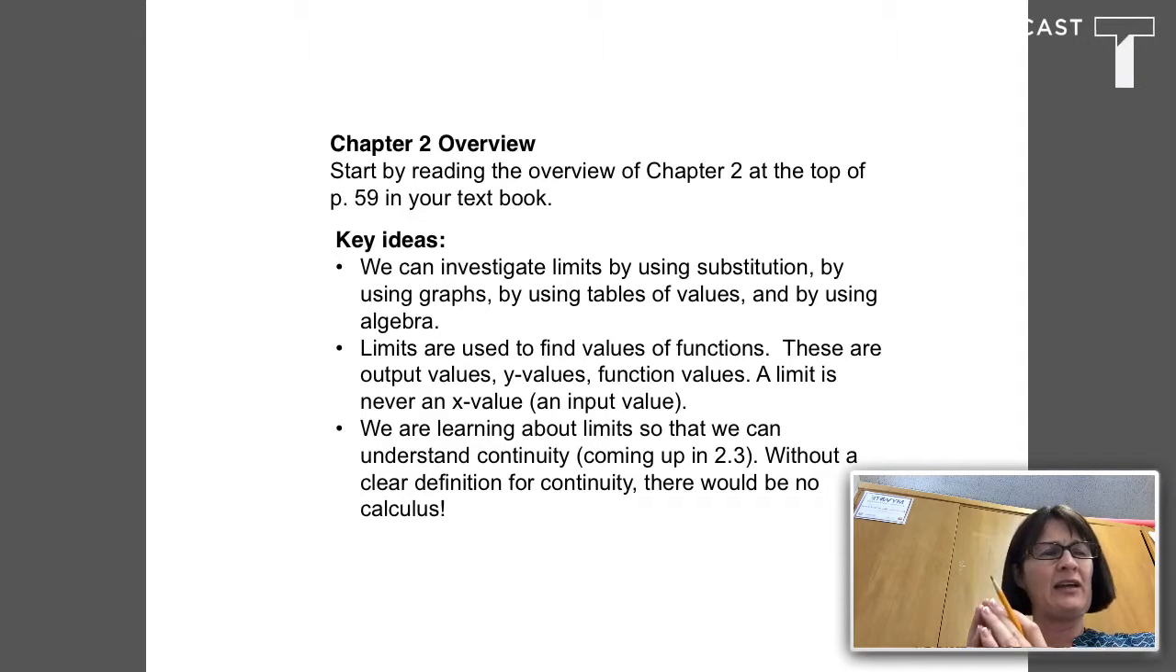So a key idea that sometimes trips students up, so I want to be really certain that you get a chance to know: a limit is always a y value, an output value. It's never an input value, so it's not an x value, it's not a value of the domain, it's always a range value. So keep that in mind as we talk about limits. And the whole reason we talk about limits is so that we can talk about continuity in section 2.3, because continuity is required for all of calculus to work. So we have to understand continuity before we can start to talk about what calculus actually is.